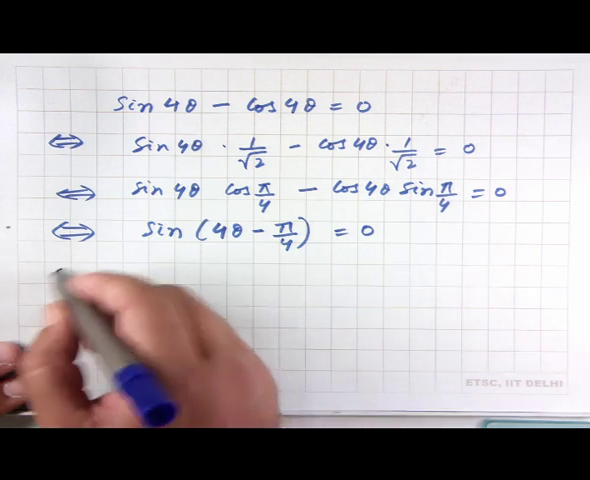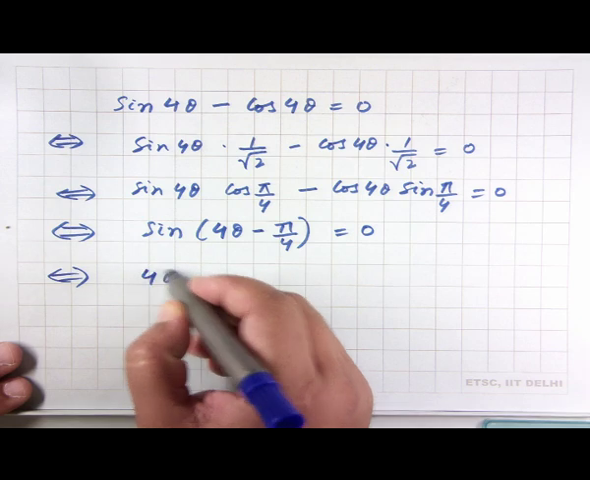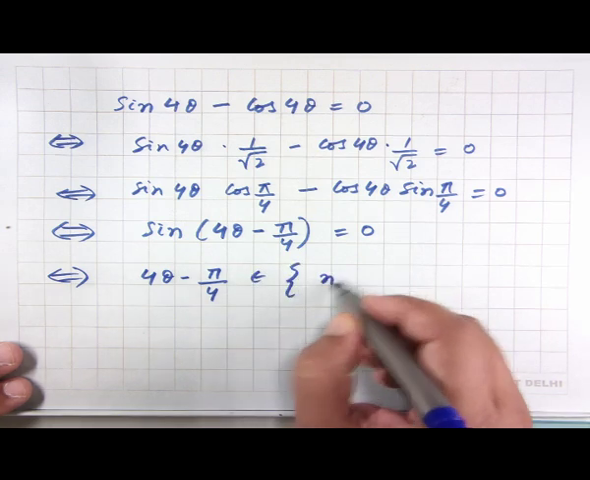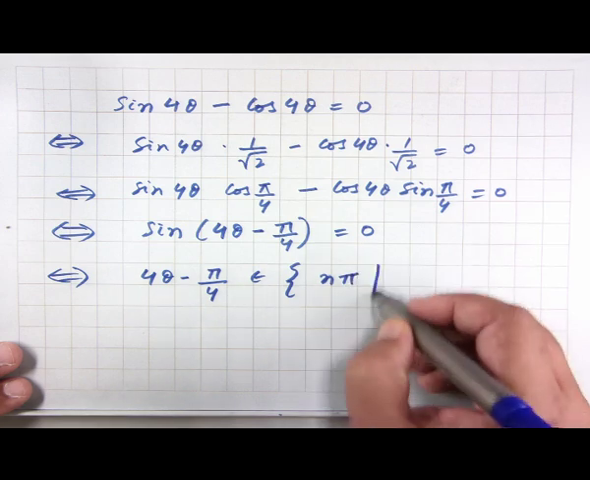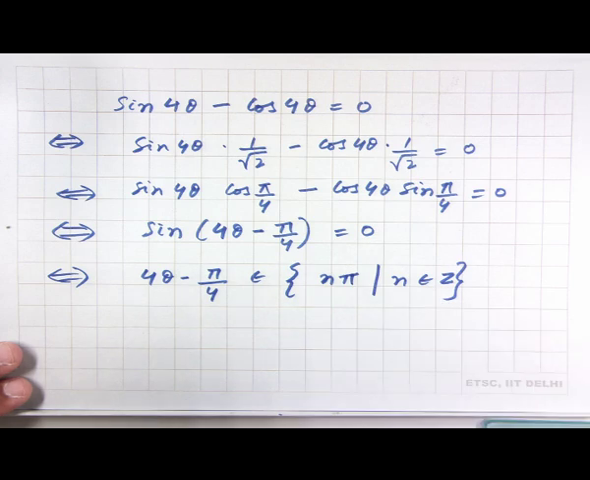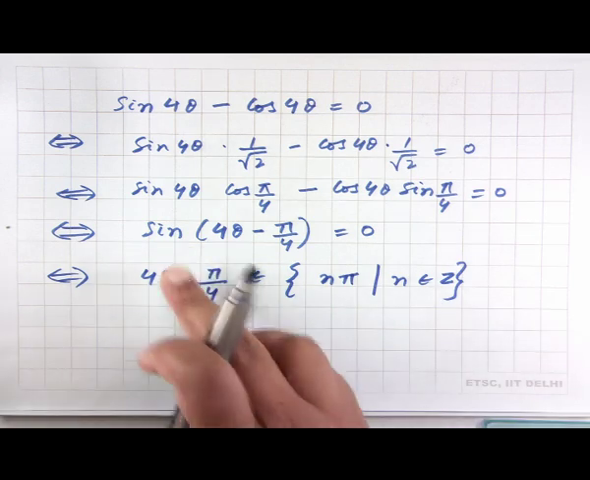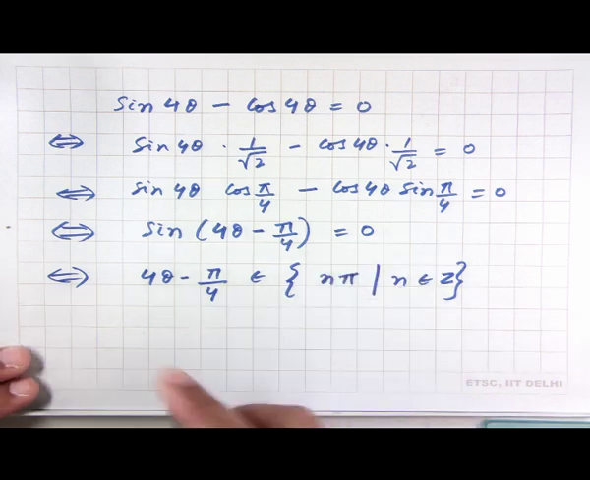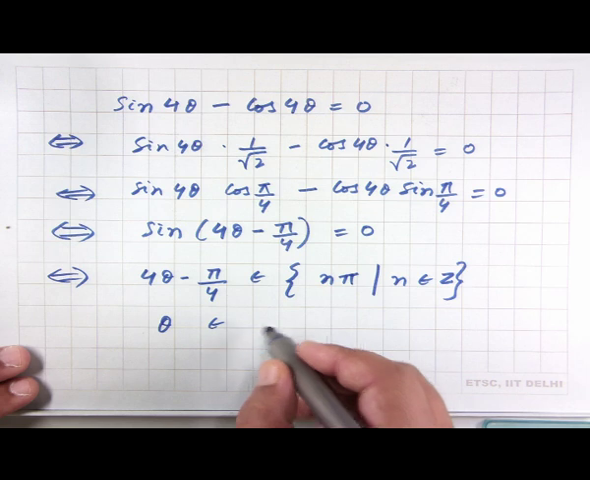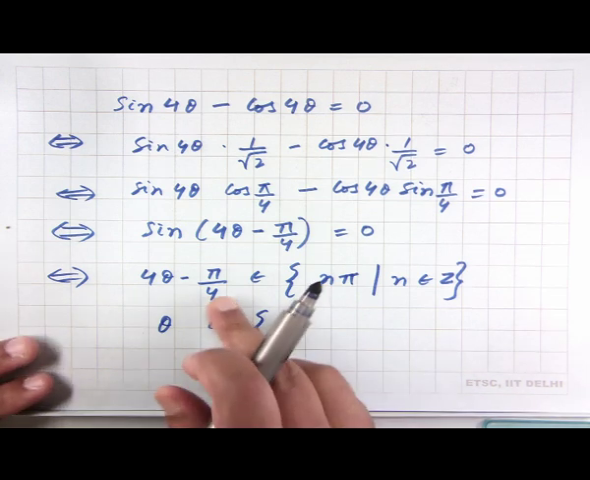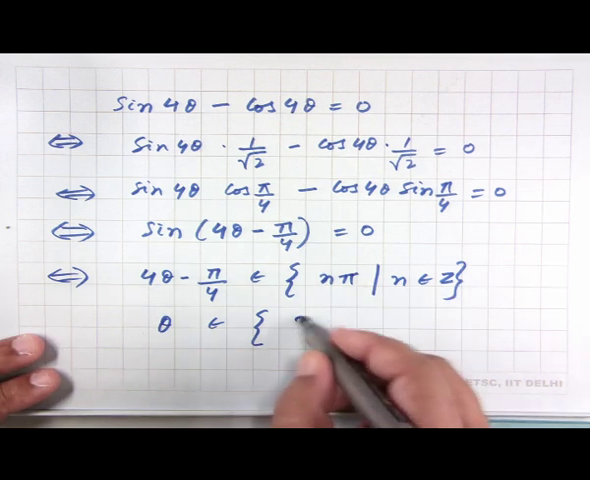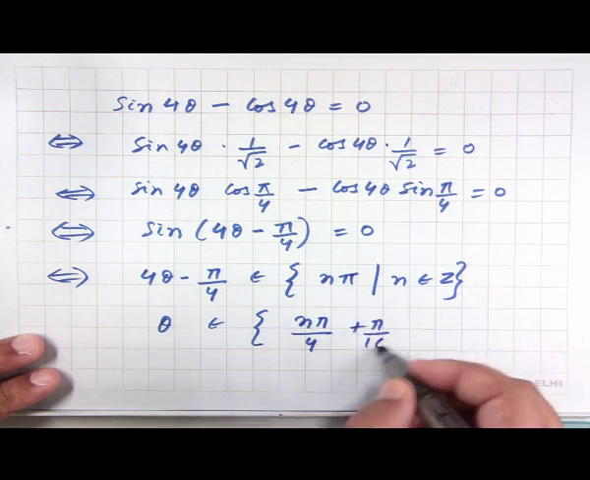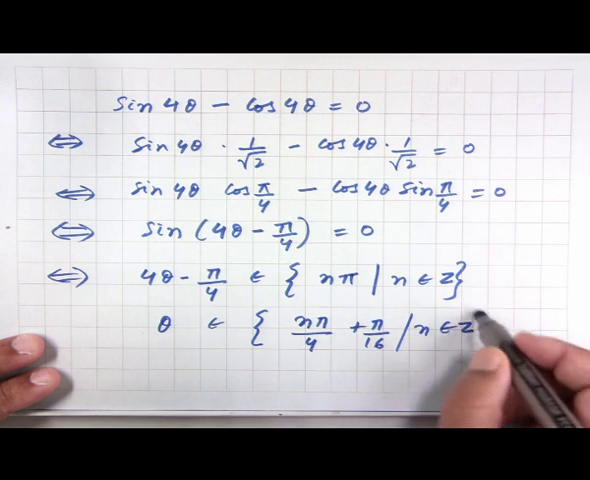which implies and is implied by the fact that 4 theta minus pi by 4 must belong to the set n pi for all integer n. So, here we are using the formula of sin x equal to sin y with y equal to 0, and this then implies that theta belongs to, we move the pi by 4 inside the set, n pi over 4 plus pi over 16, n being integers.